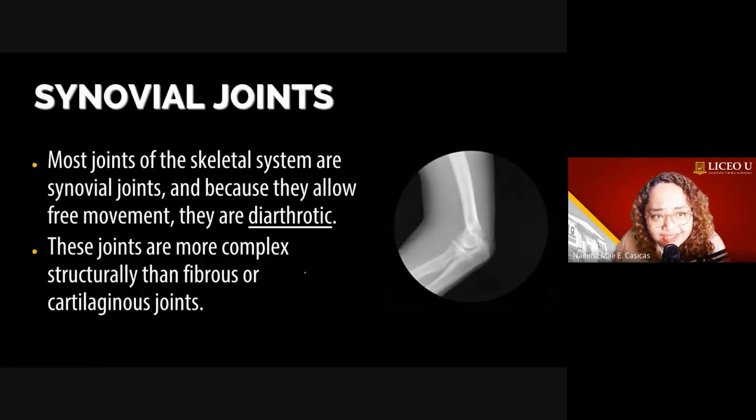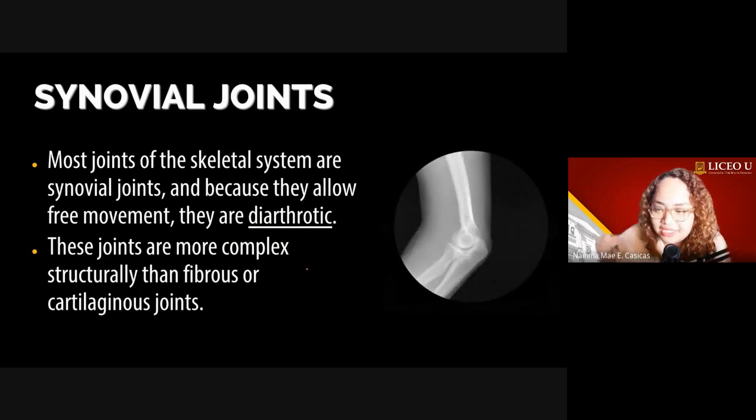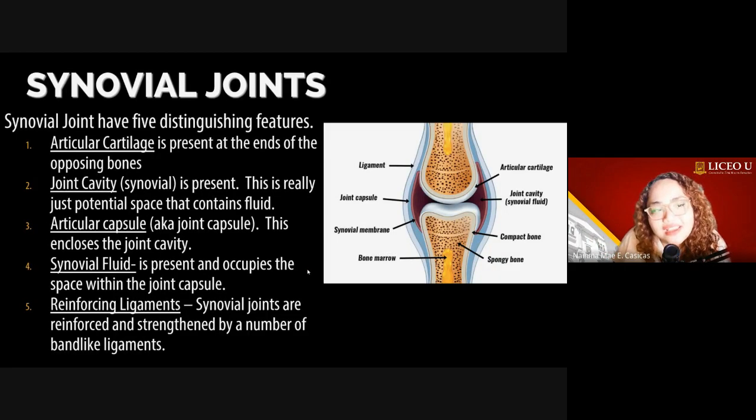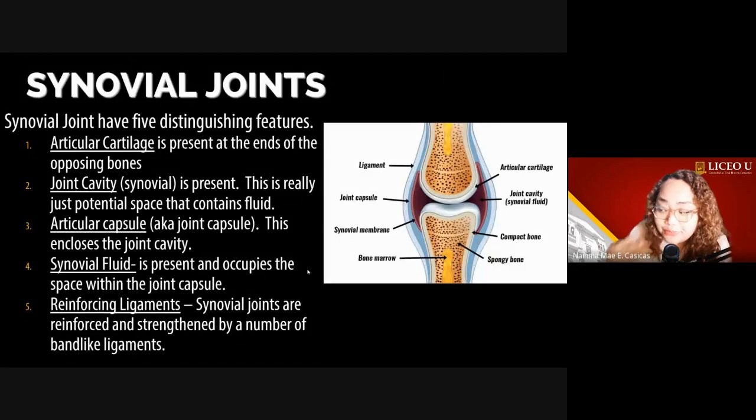And then let's go to the synovial joints, which are your diarthrotic joints. No, they can move any way you want. So these are the five distinguishing features of your synovial joints. You have your articular cartilage, which is present at the ends of the opposing bones. This is the one that I talked about earlier, so that one bone cannot grind against another bone, because that would hurt, no? So there is a cushion. There is support there. And that is your articular cartilage.